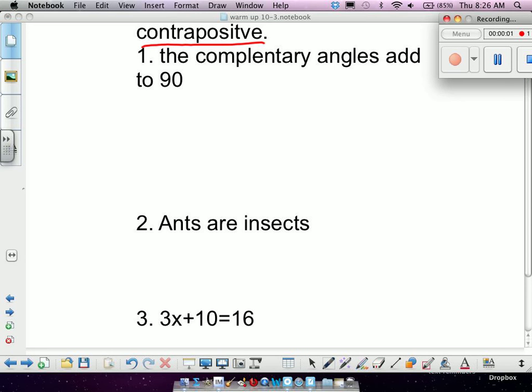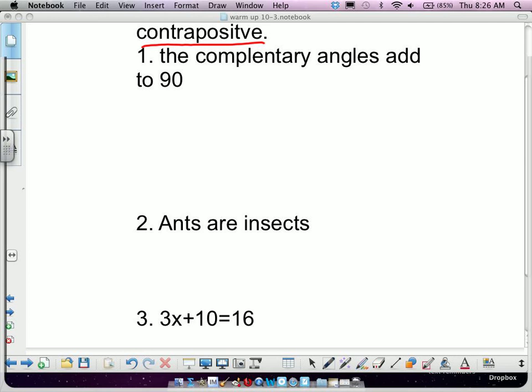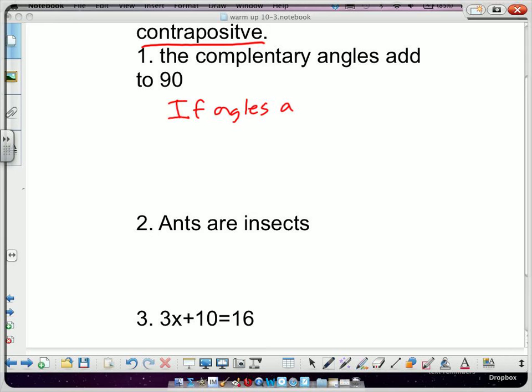All right, my first group. What would the conditional statement be? What's that if-then? If angles are complementary, they have a... I'm not sure why you're talking.